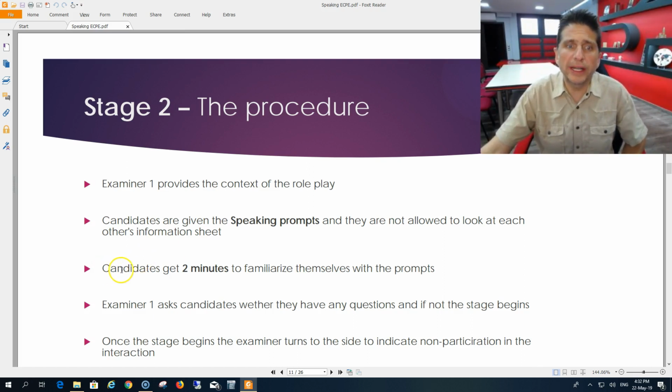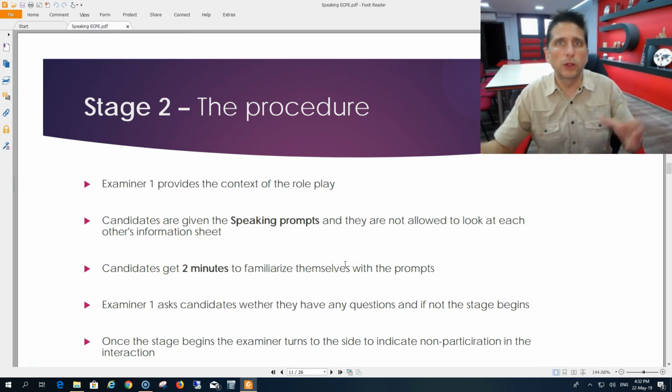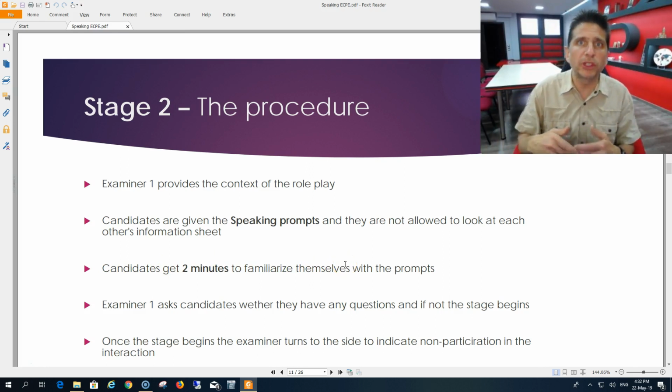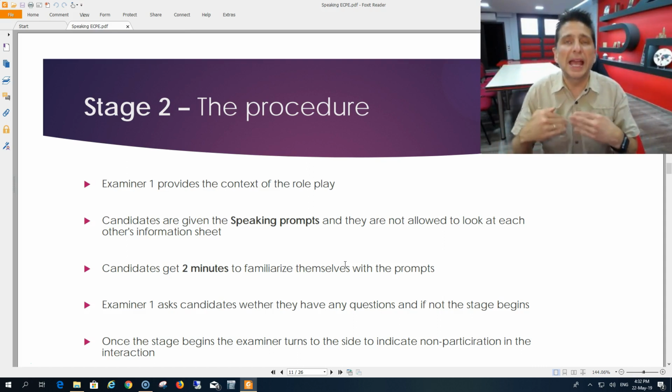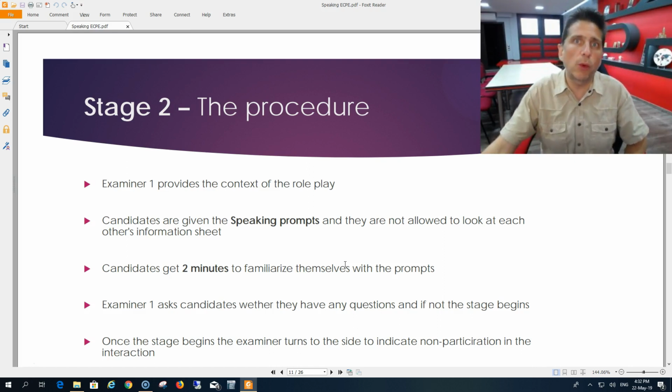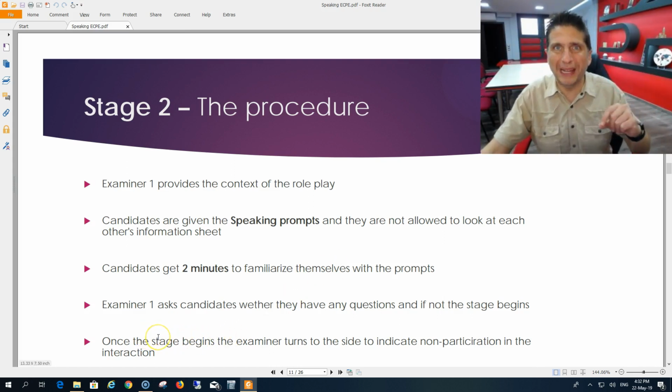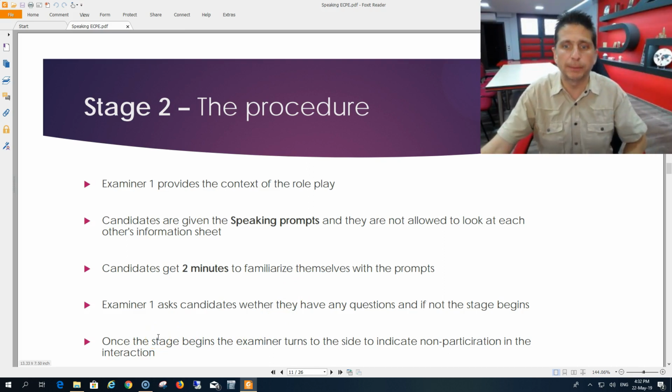And you are given 2 minutes to familiarize yourselves with the prompt. So you have 2 minutes to read all the prompts. You have to read all of them very carefully and to think of the logical assumptions and the way that you are going to reward them when the stage 2 begins. But it's really important, I want you to pay attention to that, to read throughout all the prompts, okay?